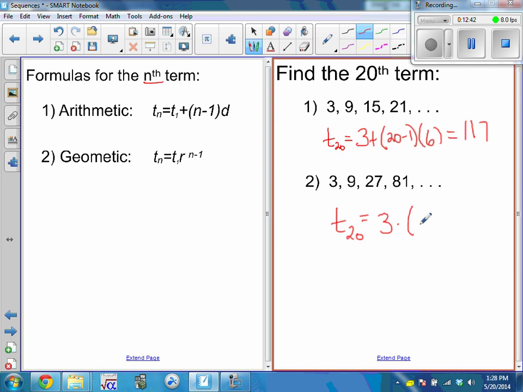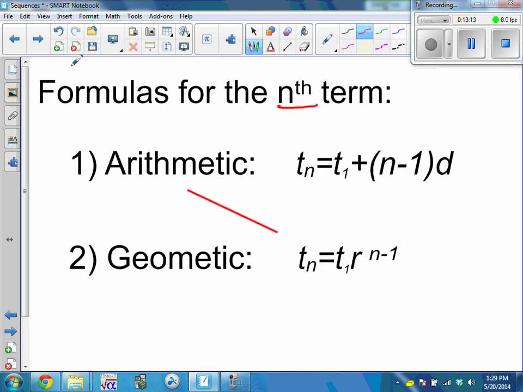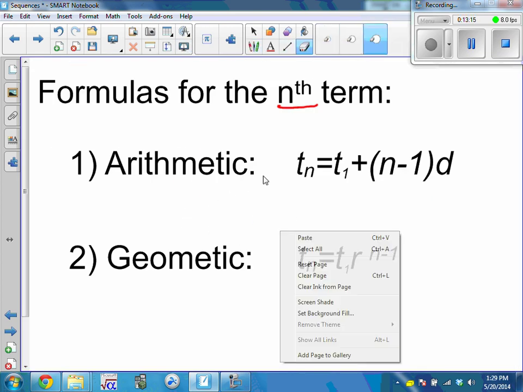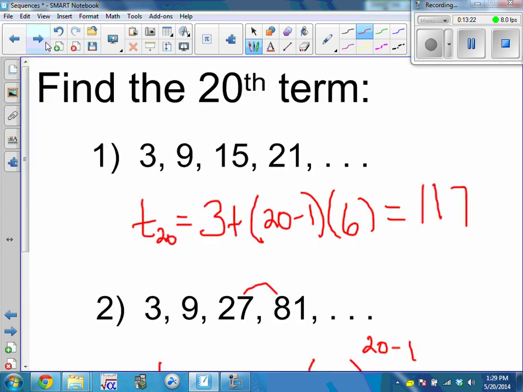If I want to find my 20th term of this geometric sequence, I use this formula. 3 times my r. What do I multiply to get my next term? 81 divided by 27 is 3. And then I have 20 minus 1. So if I put this into my calculator, I get a rather big number. We only have formulas for arithmetic and geometric. If it's not one of those 2 types, we either have to try to figure out the formula or we don't know the formula, because these have nice formulas, which is why we use them so much.